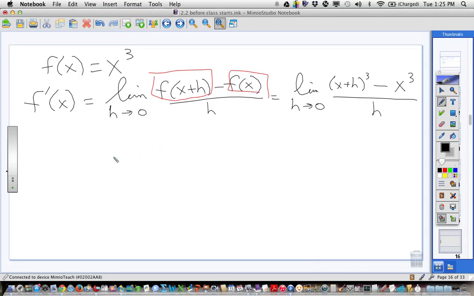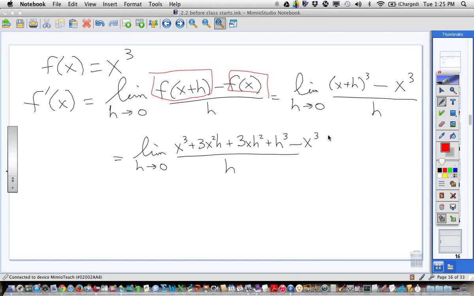All over h. Now, it's a good thing that we reviewed that Pascal's triangle, because that's going to come in handy right now. I'm going to use it. So let's expand x plus h cubed. Remember it? 1x cubed, 3x squared h, 3xh squared, plus h cubed, right? That would be the binomial expansion of x plus h to the third power. And then minus x cubed, which, awesome enough, the x cubes cancel.